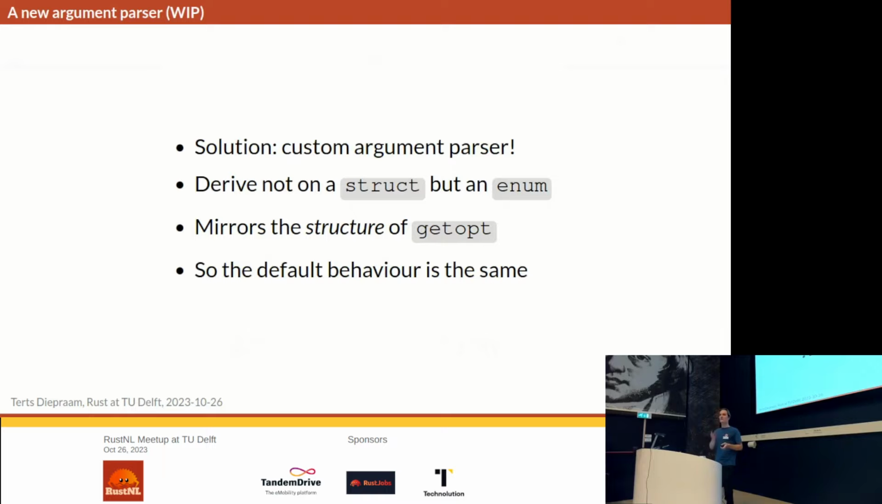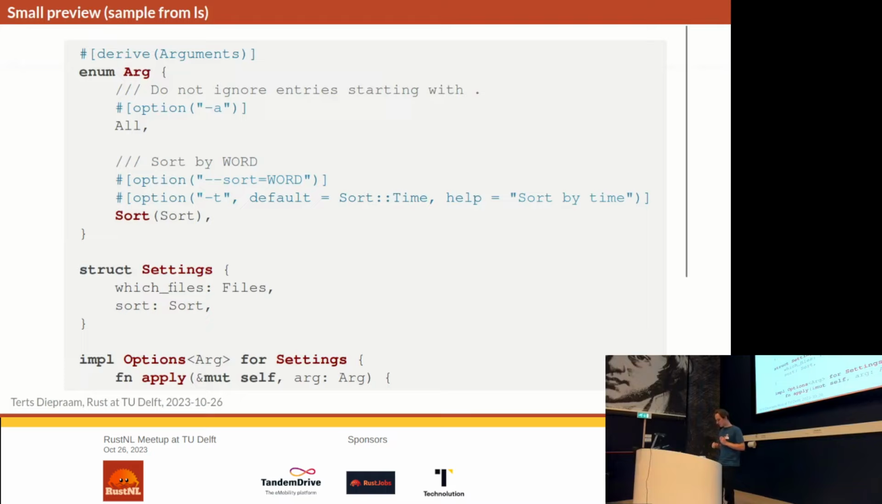So the enum represents a single argument. And if we derive on that, then the behavior that we're going to get by default is going to be the same as the behavior in the GNU coreutils. So it's kind of trying to get, well, not the best of both worlds, but the best of Rust and do that structure of C that we need. So here's what that looks like.